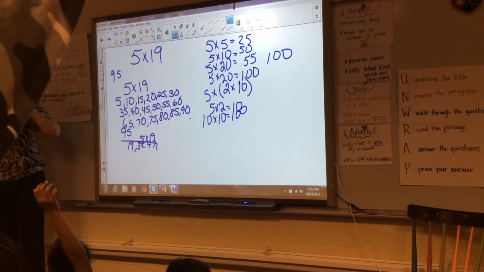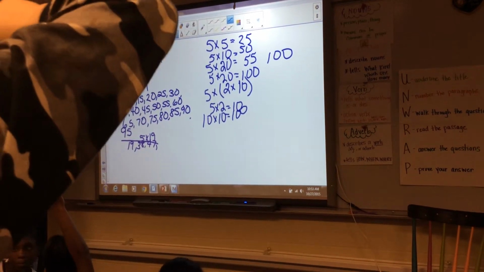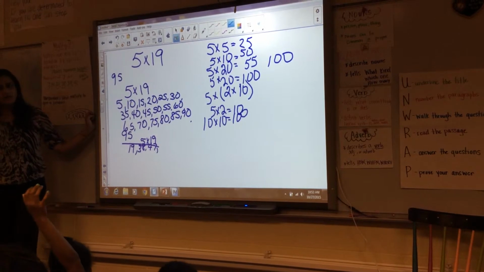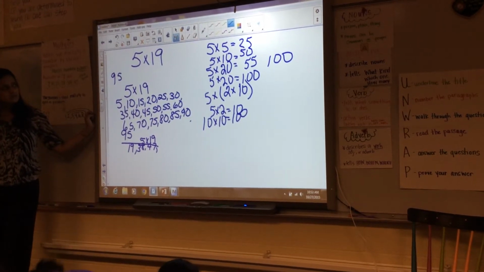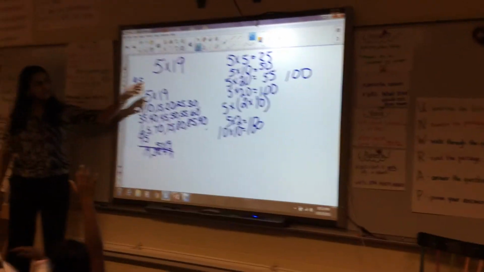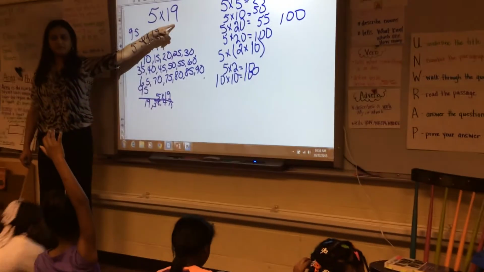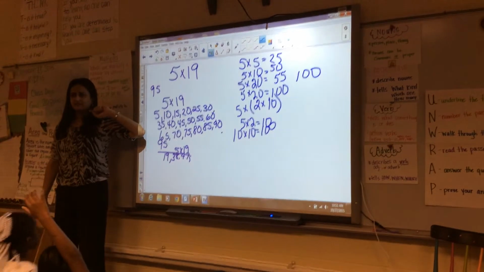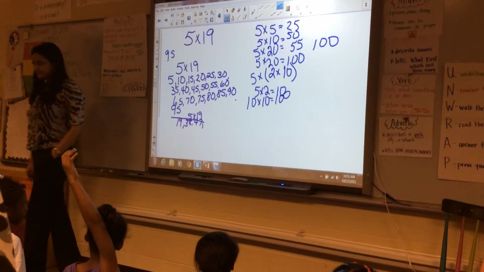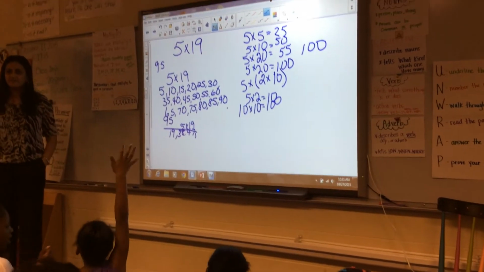Well, I thought of the 9 as a 90, and I times it by 1, and it gave me 90, and then add the 5 on it, it gave me 95. So how did you know that that 9 became a 90? Who can help me out?